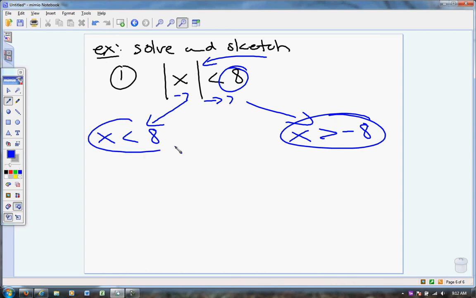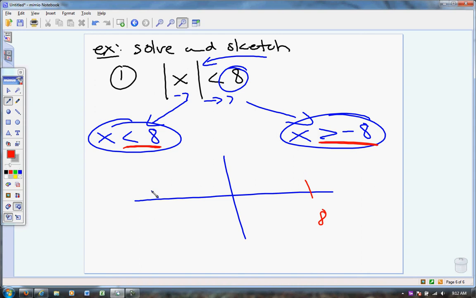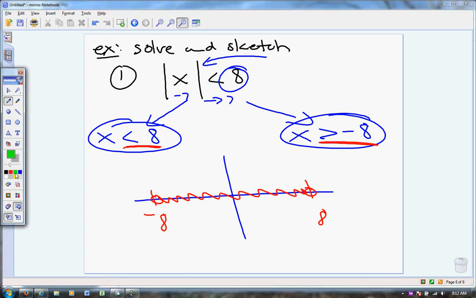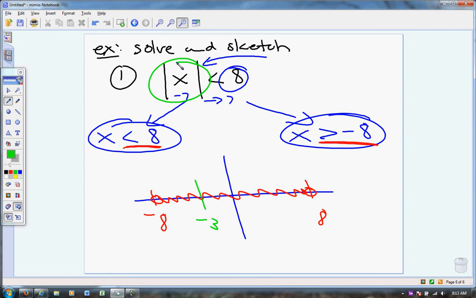Okay? So this one's already solved. It's already solved, but now we need to sketch my solution. So what is it saying? It's saying all of the x's that are less than 8 but greater than -8. So I've got an 8 over here. I've got a -8 here. So I want all of the x's that are bigger than -8 but less than +8. Open circles. All of those numbers in there would work. And if we think about it, that does make sense. Like I said, if I were to plug in -3, what's the absolute value of -3? 3. Is 3 less than 8? Sure is. Okay, so this does make sense.